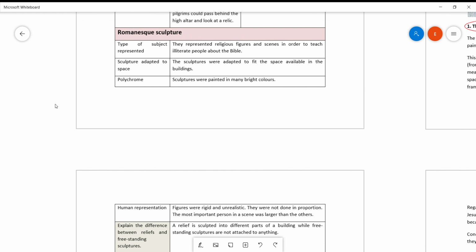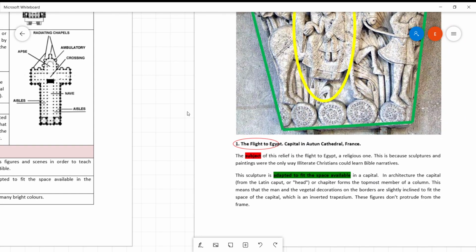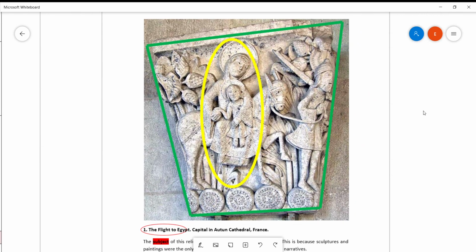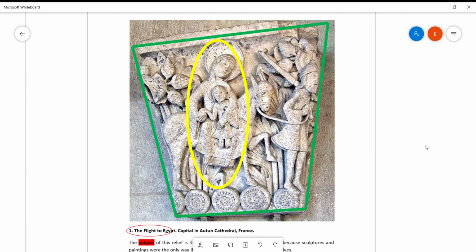Okay, the second characteristic is that these sculptures were adapted to fit the space that they had in the building. So for example, these sculptures are going to be used in the portals or in the capitals of the buildings. Because of that, they usually have a frame. This is the typical frame of a capital.